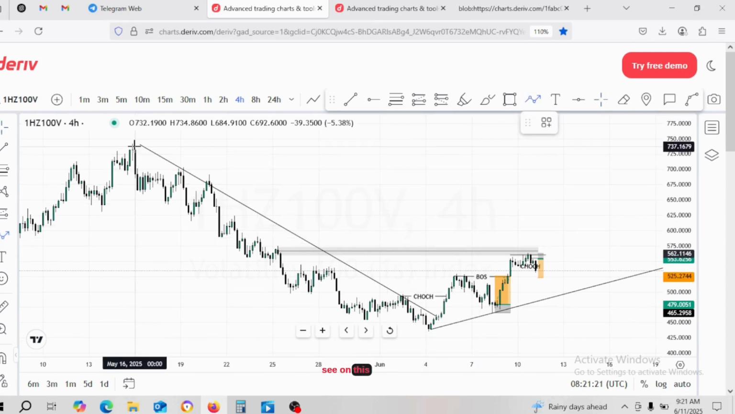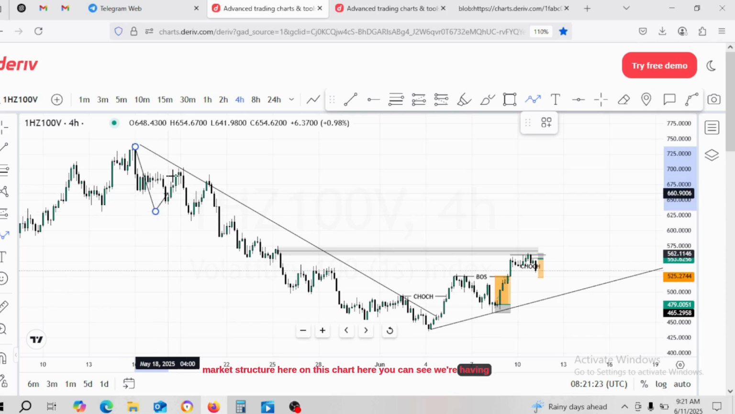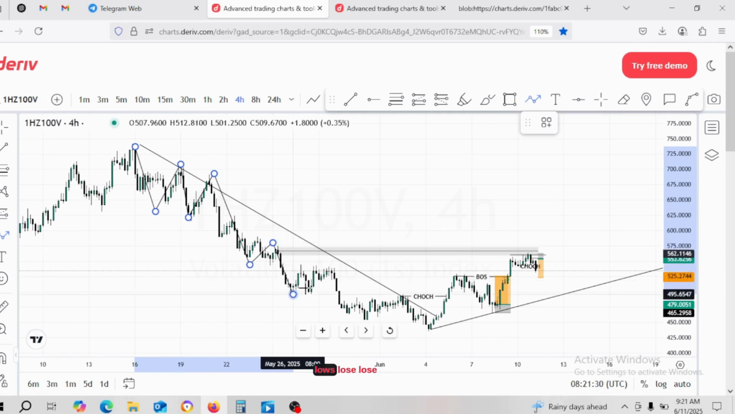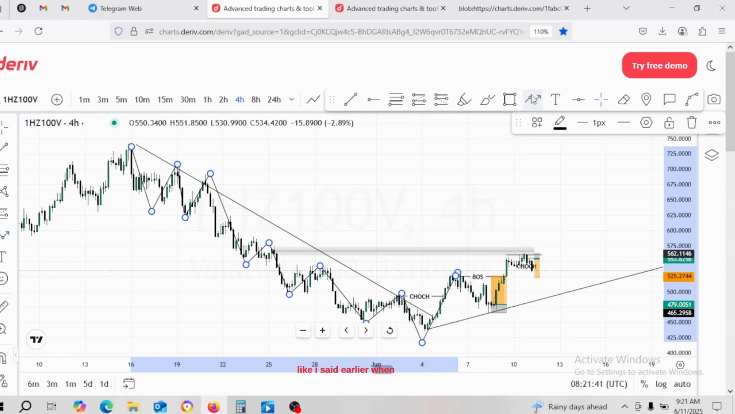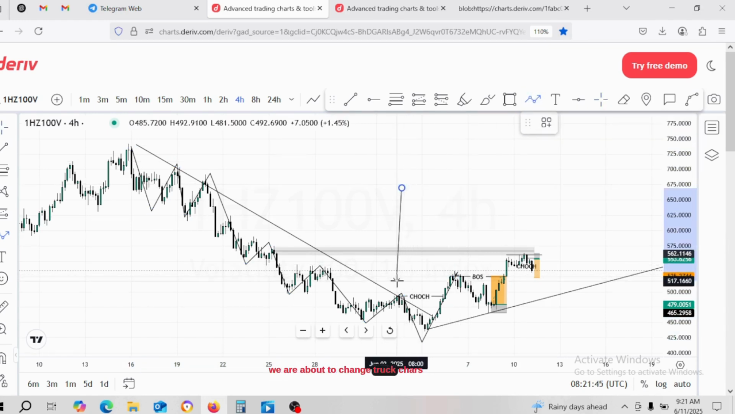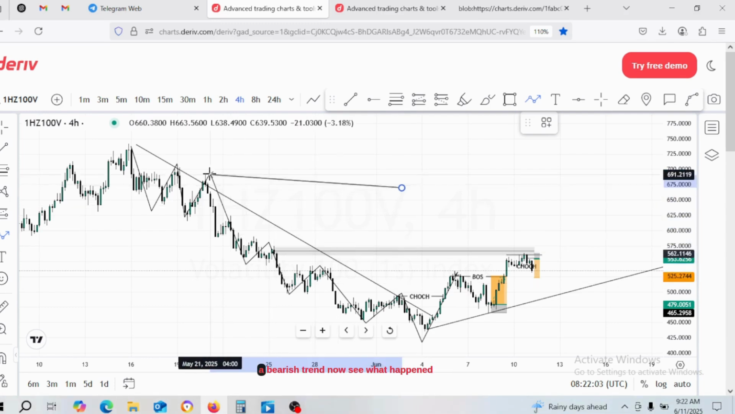You can see on this market structure, on this chart here, we are having lows, highs, lows, signifying what? A downtrend. You can see lows, lows, lows, lows. Then what happened here? We changed structure. Like I said earlier, when we are about to change structure, or when we change structure, the lower high is to be disrespected on a bearish trend, while vice versa, on a bullish trend, the higher low is to be disrespected. Do you understand? So now this is a bearish trend.